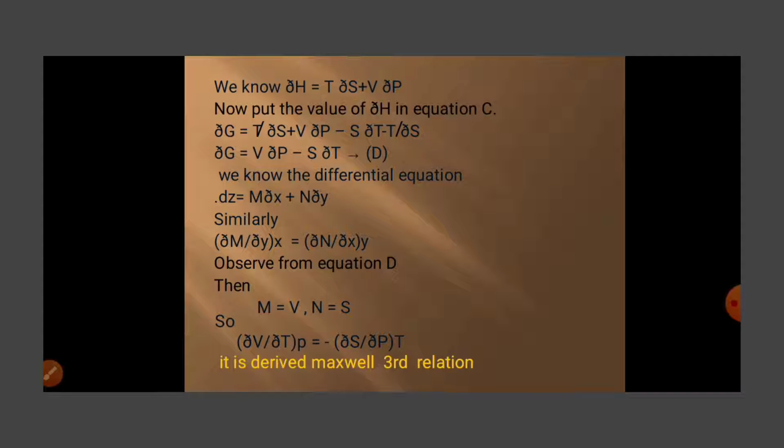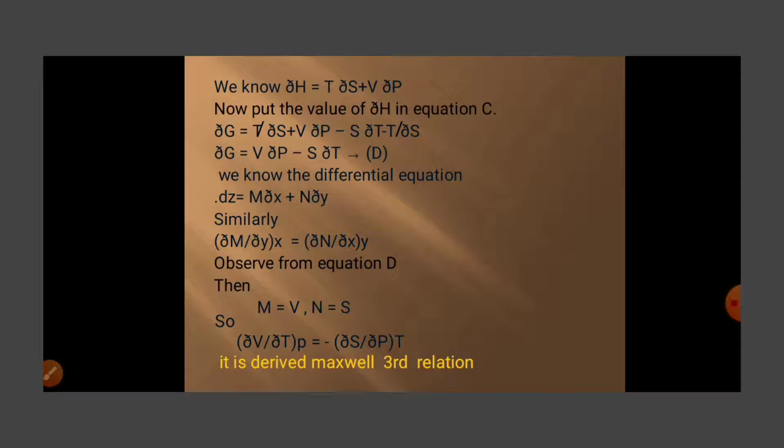So equation C will become dG equal to T dS plus V dP minus S dT minus T dS. So here is the T dS minus T dS. These two values will be cancelled. So we have remaining value dG equal to V dP minus S dT. That will be our equation D.